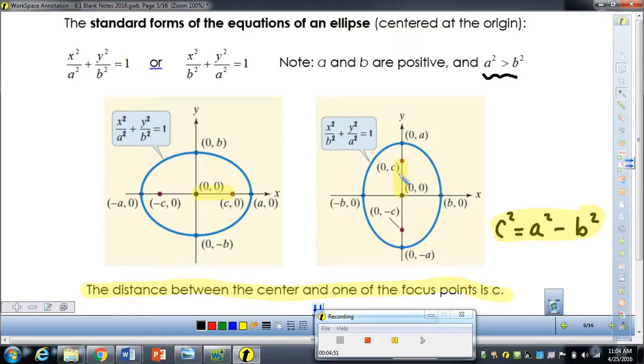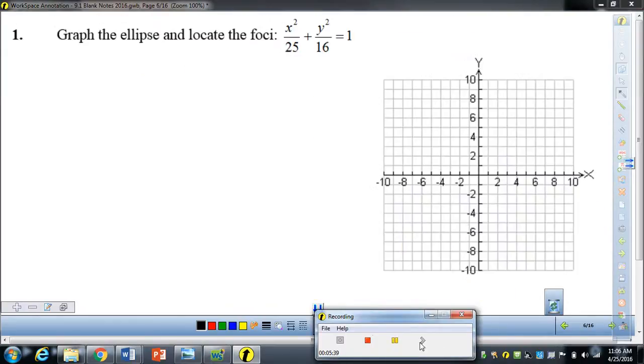and that will give us the distance from the center to the focus point, which again is that toothpick location.